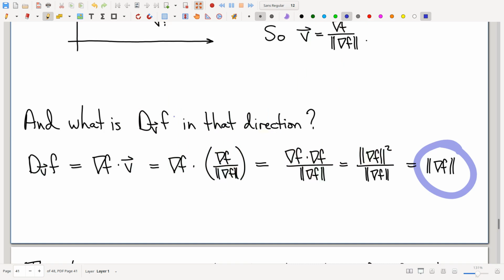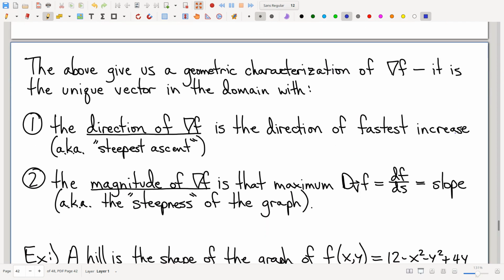So the maximum directional derivative, how steep is this hill, how steep is the graph? Magnitude of the gradient. So this summarizes really, really nicely. We just asked two very natural questions. What's the direction of fastest increase, and how fast is it increasing in that direction? And the direction of the gradient was the answer to the first question. The magnitude of the gradient was the answer to the second question.